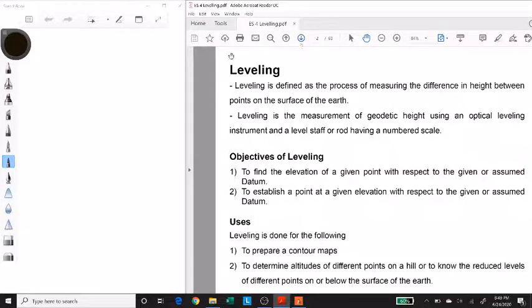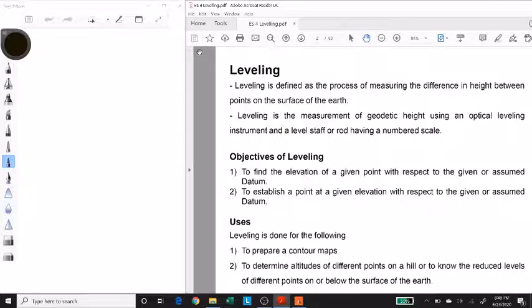So now we'll see a couple of definitions. Like we discussed, leveling is defined as a process in which you find out elevation difference between 2 points. And the objectives of leveling can be two. One is related with control survey, in which you find out elevations of different points on a piece of land to gain vertical control of the area.